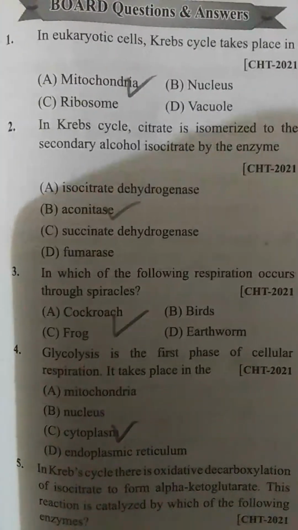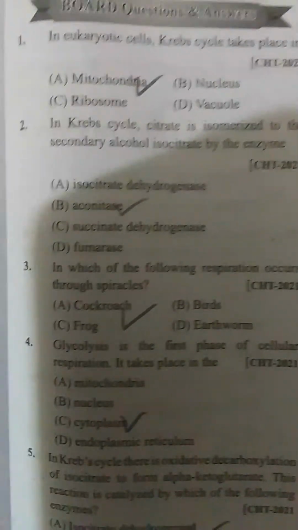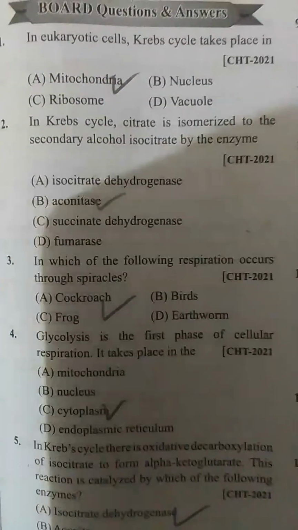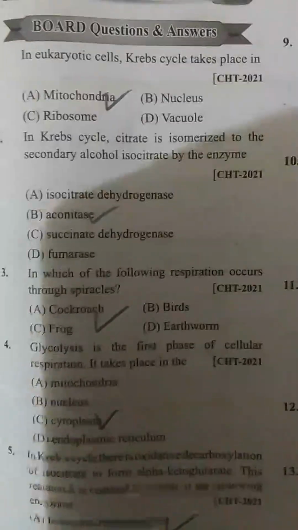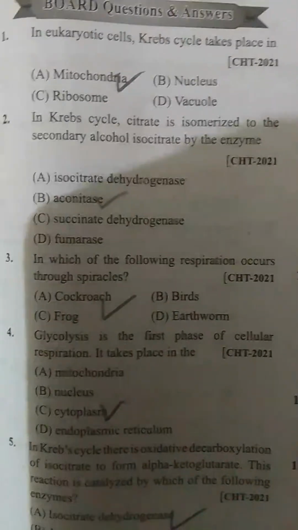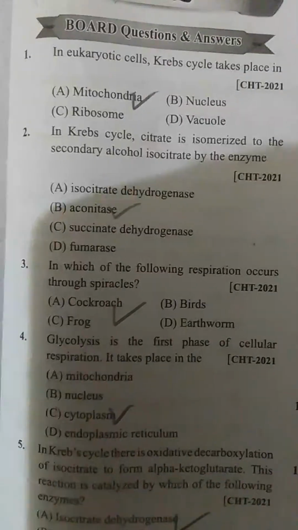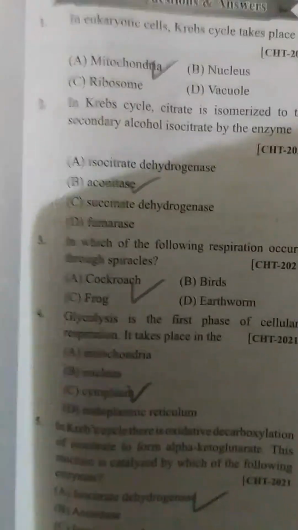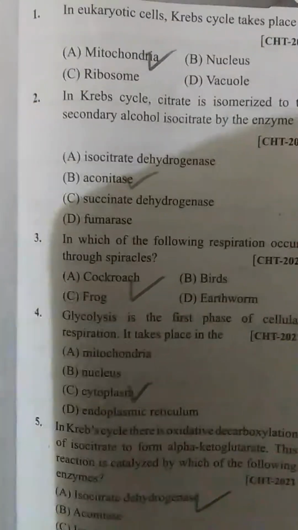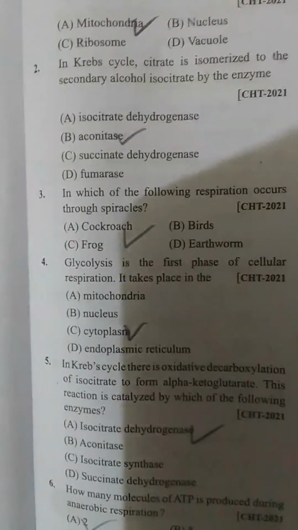In Krebs cycle, citrate is isomerized to the secondary alcohol isocitrate by the enzyme aconitase.